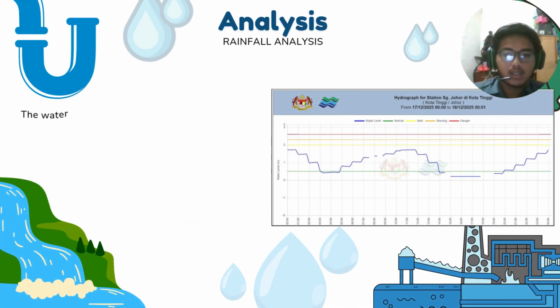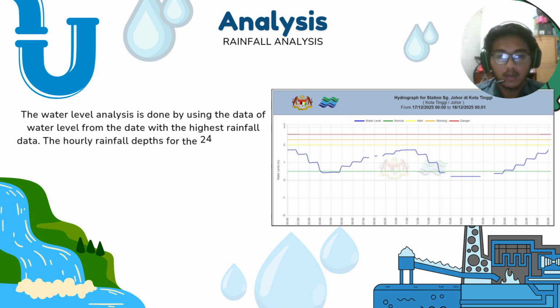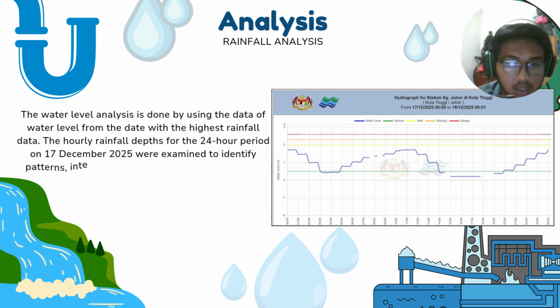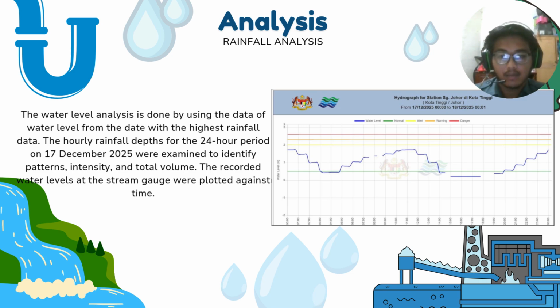Next, I want to present the water level analysis, which is done by using the water level data from the date with the highest rainfall data, from the hydrograph for station Sungai Johor di Kota Tinggi. The hourly rainfall depth for the 24-hour period on 17 December 2025 were examined to identify patterns, intensity, and total volume. The recorded water levels at the stream gauge were plotted against time.